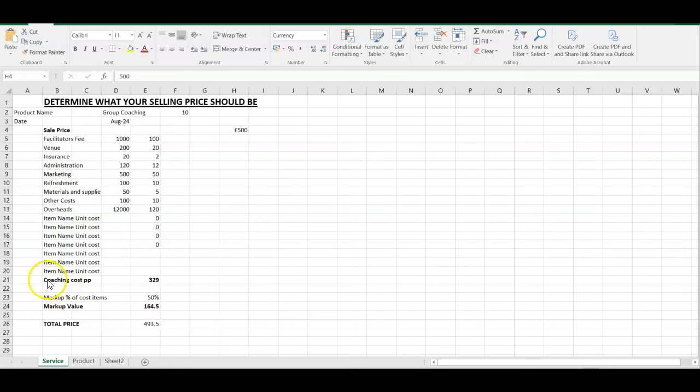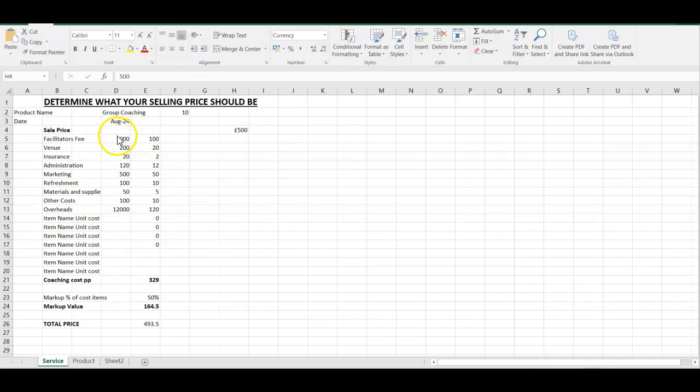So you can see that your coaching cost per person is actually £329. If you charge any less than this, you're making a loss. If you charge only this amount, you're not making any profit. Unless, of course, you are the one delivering and you are the facilitator, so you're already charging your fee.